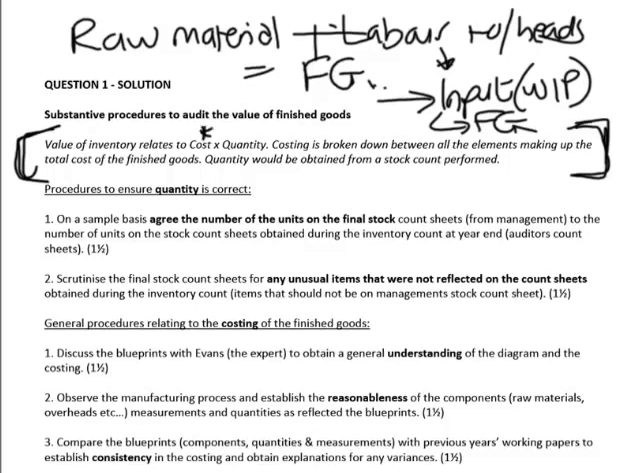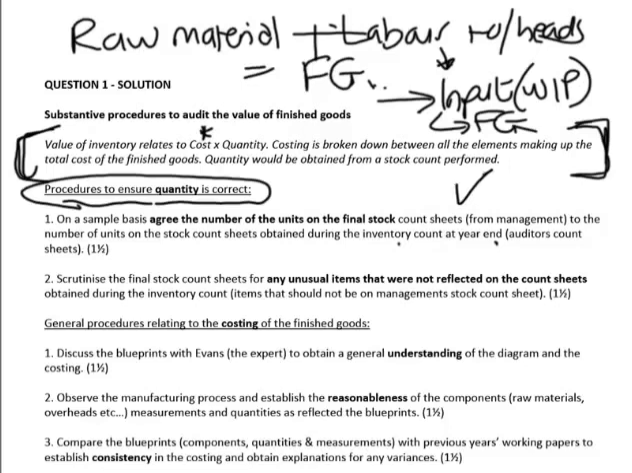So let's start. It says here, procedures to ensure that the quantity is correct. You could, on a sample basis, agree the number of units on the final stock count sheets. Now those final stock count sheets, I said, are from management. So we want to make sure the stock count sheets that management has agree to the number of units on the stock count sheets obtained during the inventory count, so our count at year end.